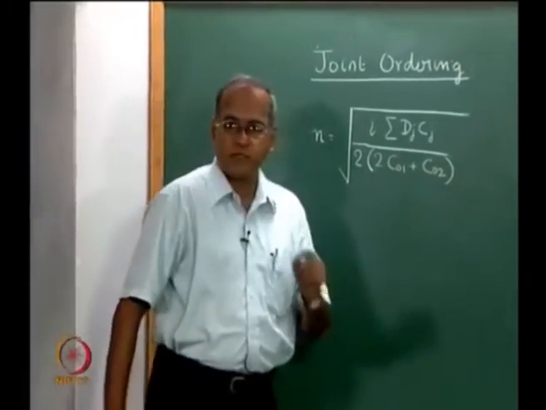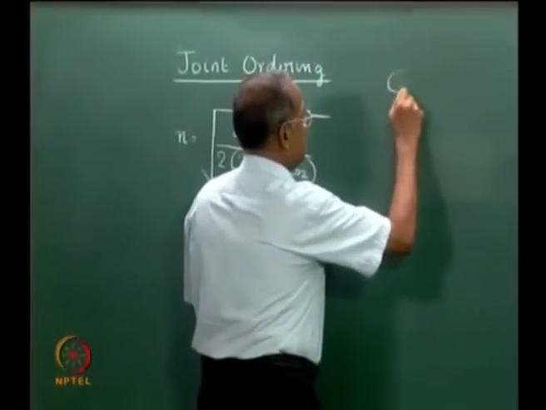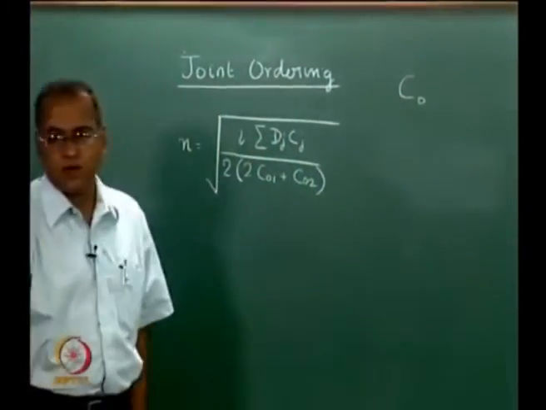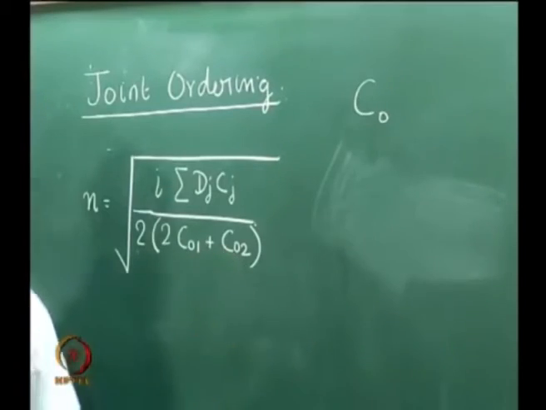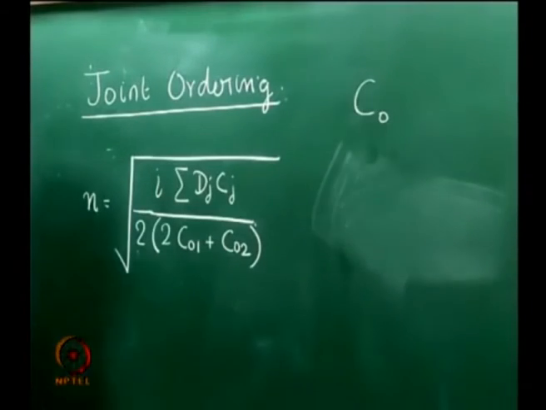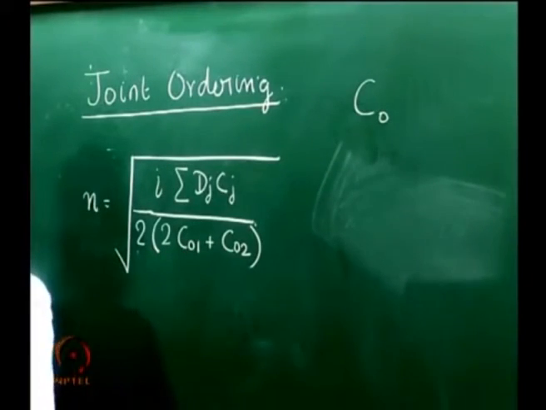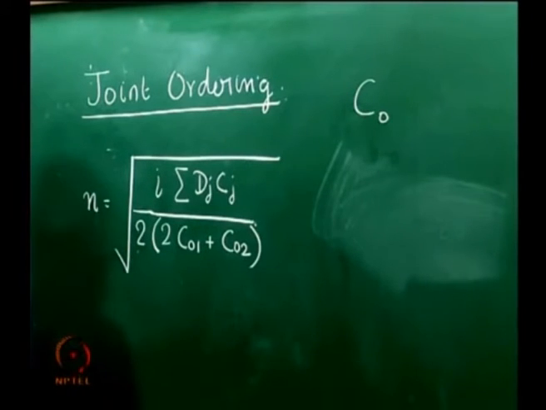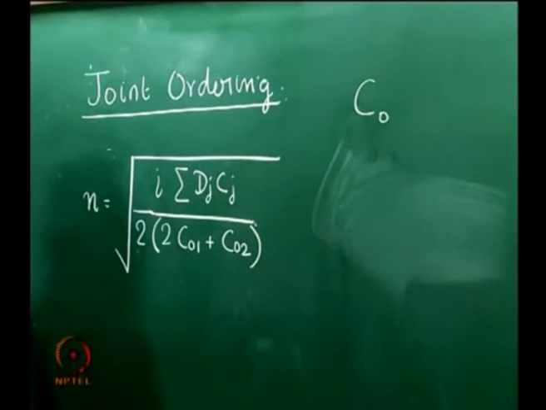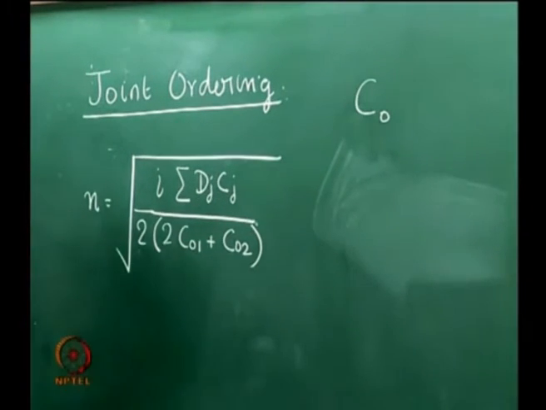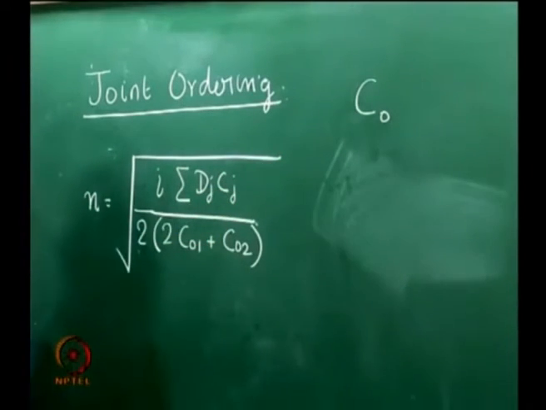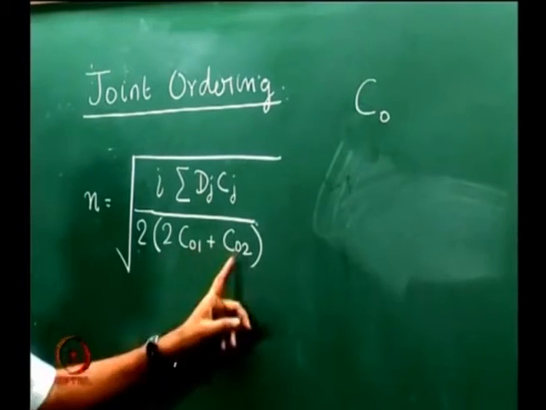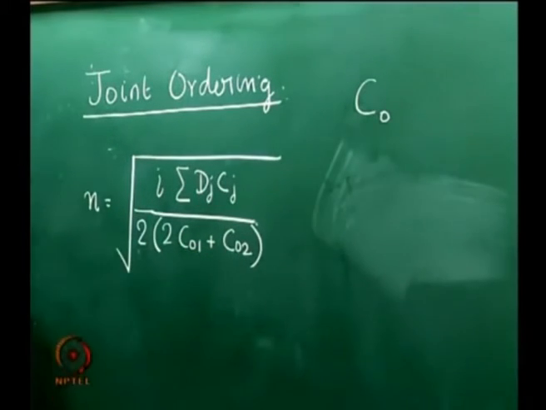Now, the order cost, which was originally defined as C naught in our earlier models, now has two components, C01 and C02. C01 represents the admin cost and C02 represents the truck cost. So for a particular item, the order cost C0 has two components, C01 and C02, where C01 represents the admin cost and C02 represents the truck cost.